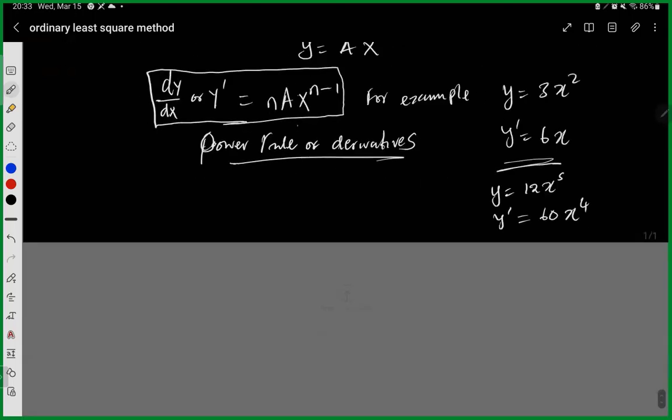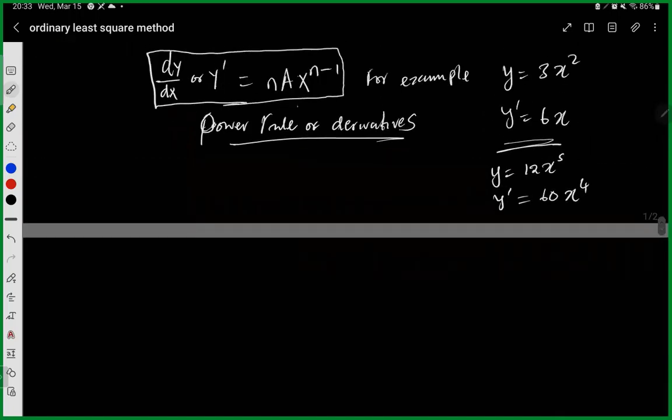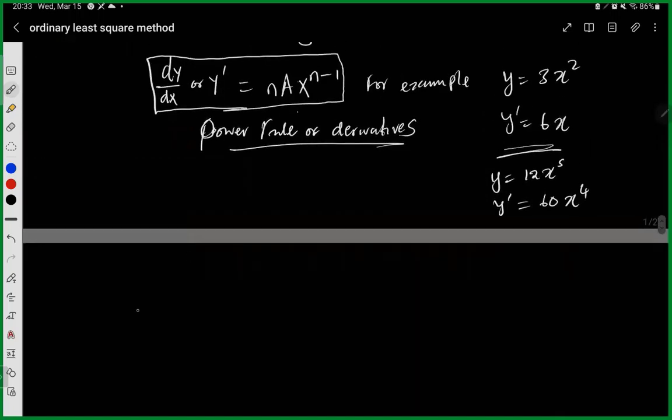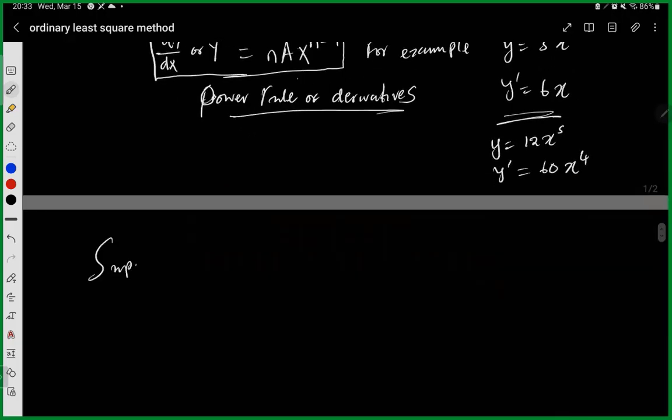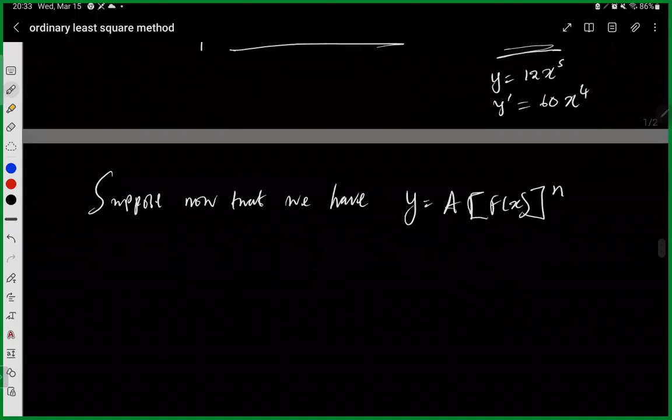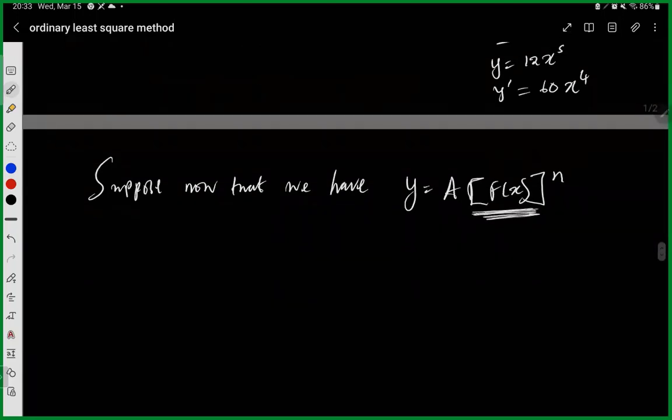Okay. So now, supposing that we have, say, y is equal to a times open bracket f of x to the power n. Instead of having a variable here, now we have a function, and then it is raised to some power. So here what we do is we make use of what we call the chain rule.